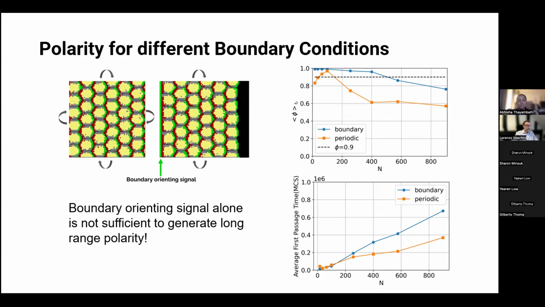Also, in the periodic boundary case, the cells are free to align in any direction. Also, the average first passage time, the time taken for the system to reach 0.9 polarization, is higher for the left boundary configuration when compared to the periodic boundary configuration. But either way, as we increase the number of cells in the system, the polarization decreases, which means just a boundary orienting signal is not sufficient to generate long-range polarization.